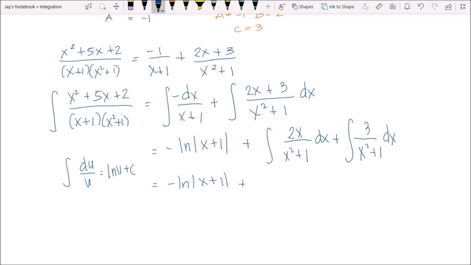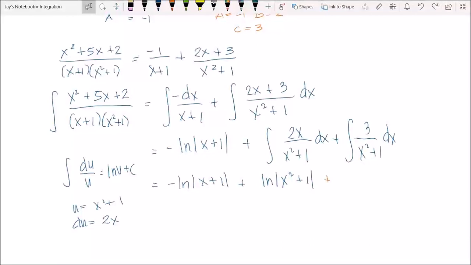Okay, so we can now use the du over u integration into this. That is, what is our u? Our u, that is x squared plus 1. Our du, that is 2x. Therefore, we can say that it is natural logarithm of x squared plus 1. Am I correct? Since this is our du, while this is our u.